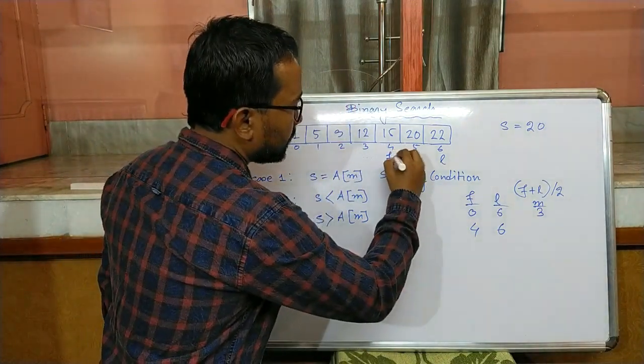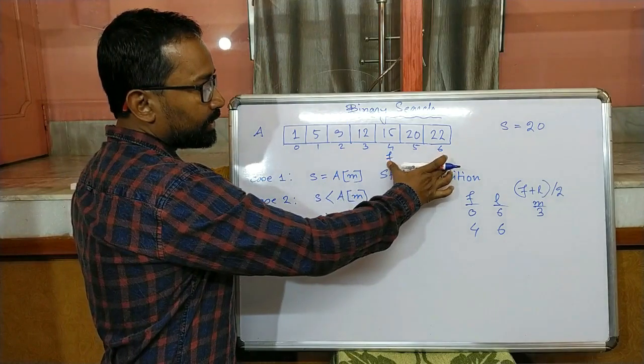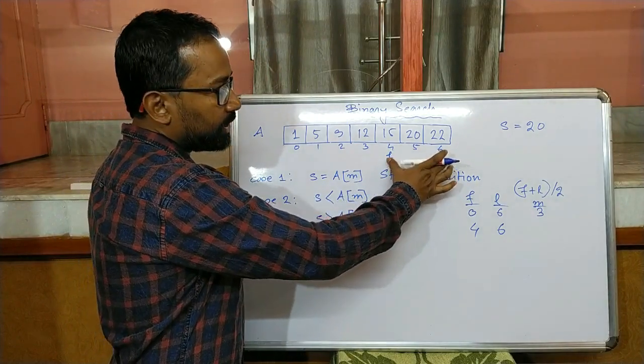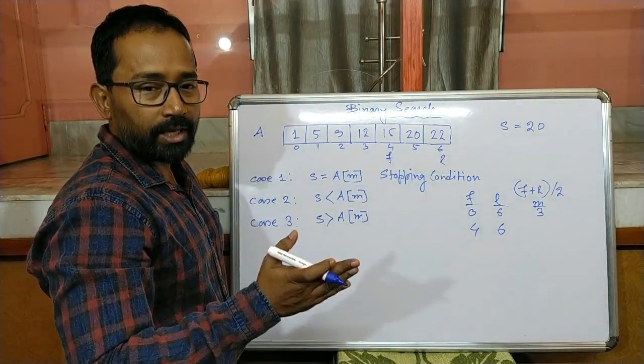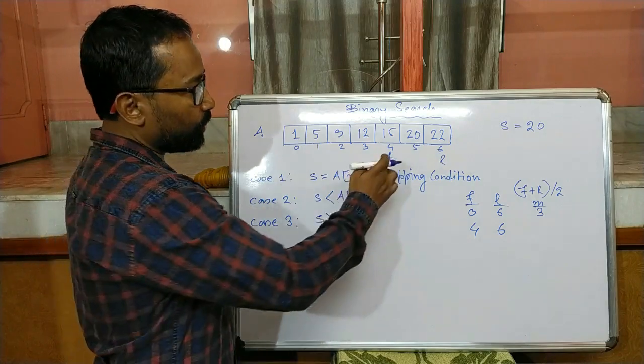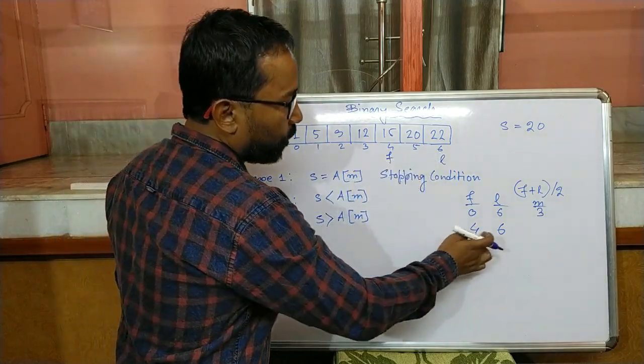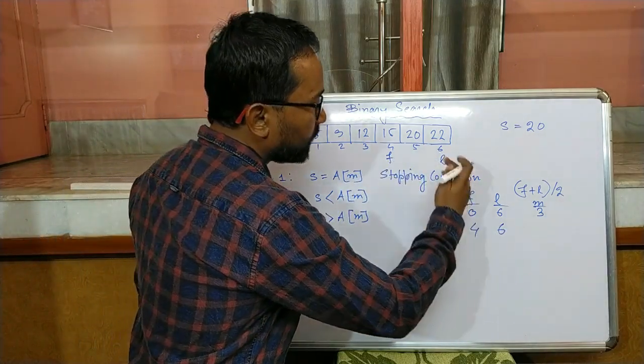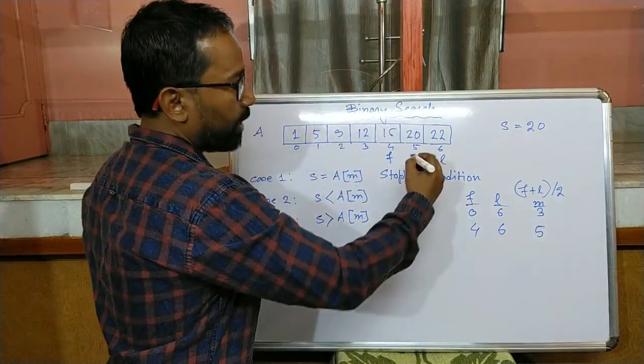So now this is my F, and this is my search area. In this search area, again we have to find out the middle element in the next iteration. So (F plus L) by 2: 4 plus 6, 10 by 2, means 5. So M is 5 now.